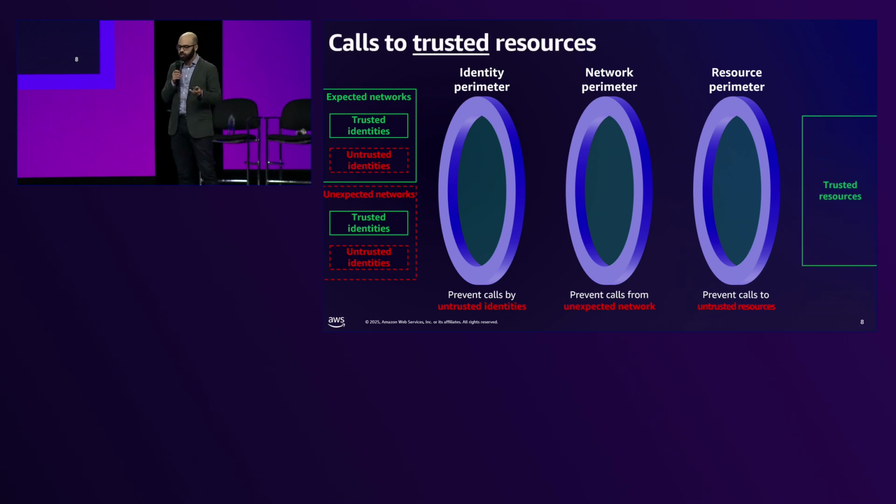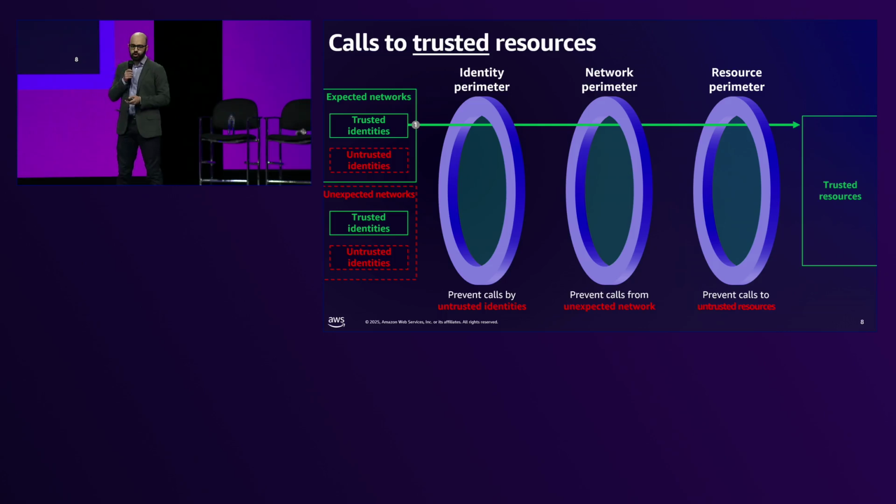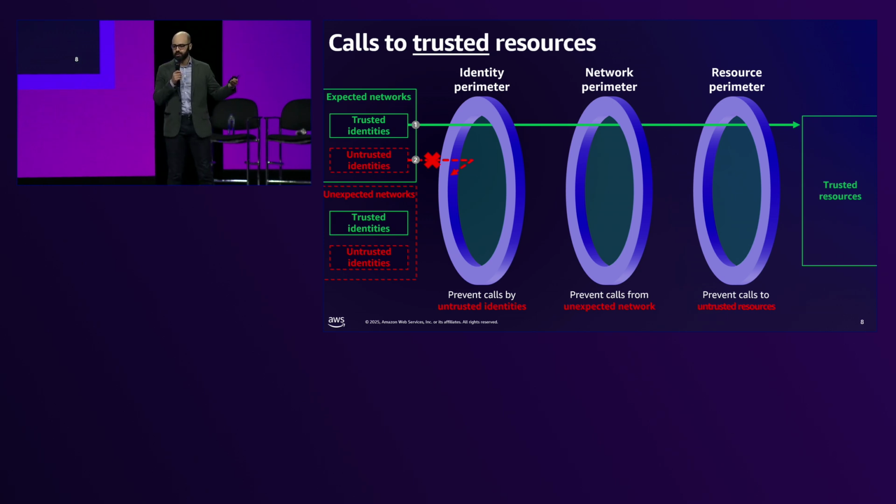So in such a situation, the first API call should not be denied. As you may have guessed, it's performed by one of your trusted identities from your expected networks. The second API call is performed by untrusted identities and should be denied by your identity perimeter controls. The third API call in this situation is performed from unexpected networks and should be denied by your network perimeter controls. And finally, the last API call, performed by an untrusted identity, should as well be denied first by your identity perimeter controls.